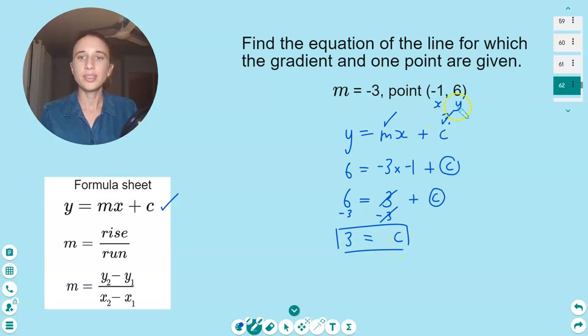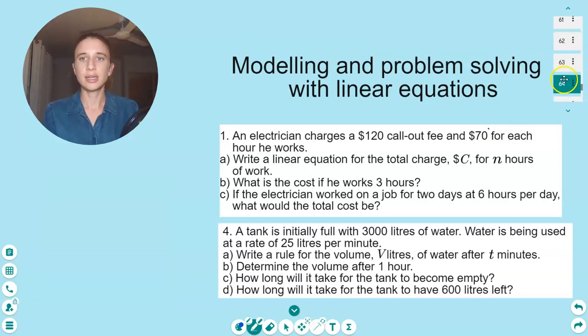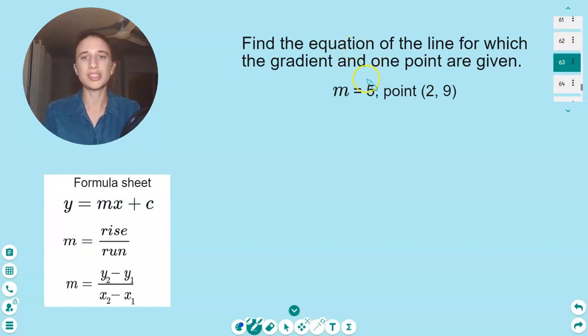And now we know c, so let's write our equation. y equals mx plus c. y equals m, which was -3 given in the question, x plus our y-intercept c. So that's looking great. Just check how many more questions. Yep, just one more question.